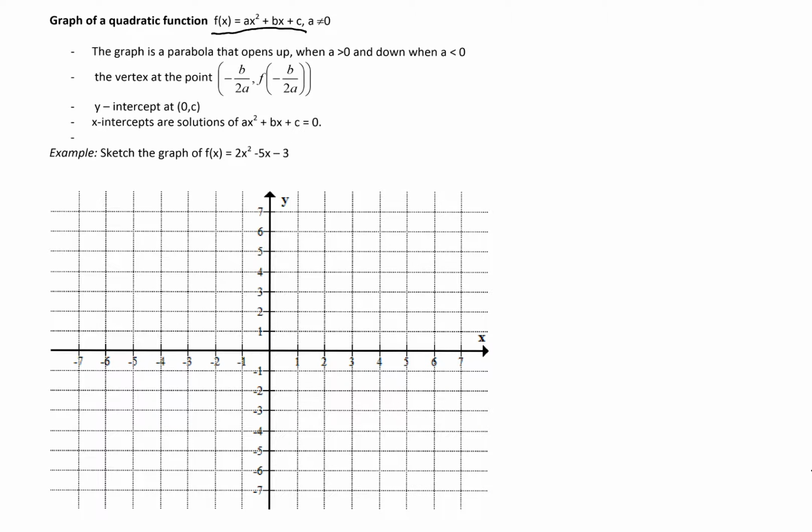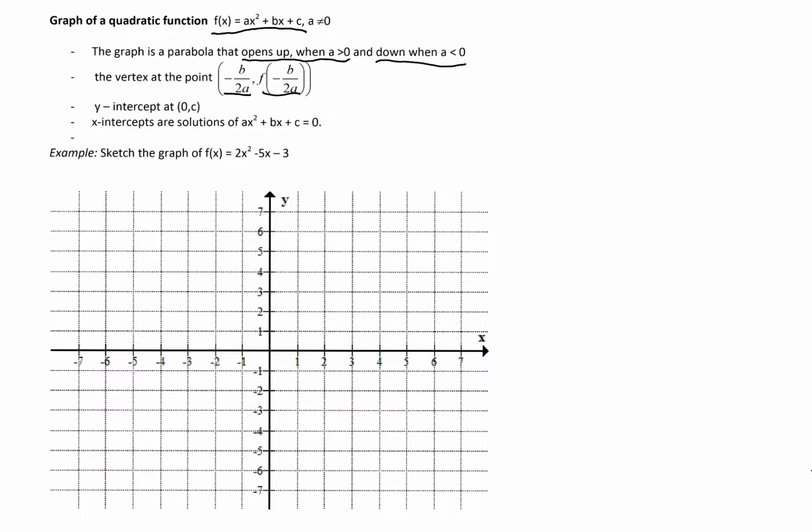The graph of this function is a parabola that opens up when a is positive and opens down when a is negative. The vertex is at the point where the x coordinate is negative b over 2a, and the y coordinate is the value of the function at this point.